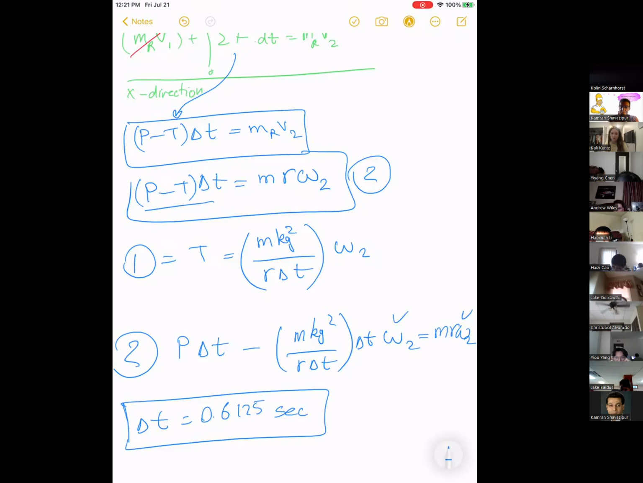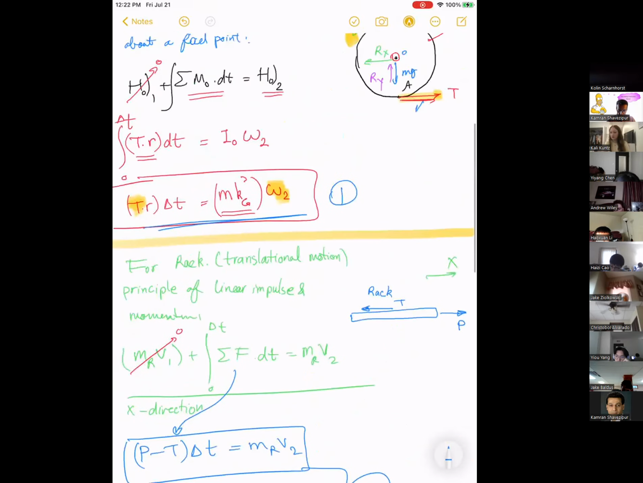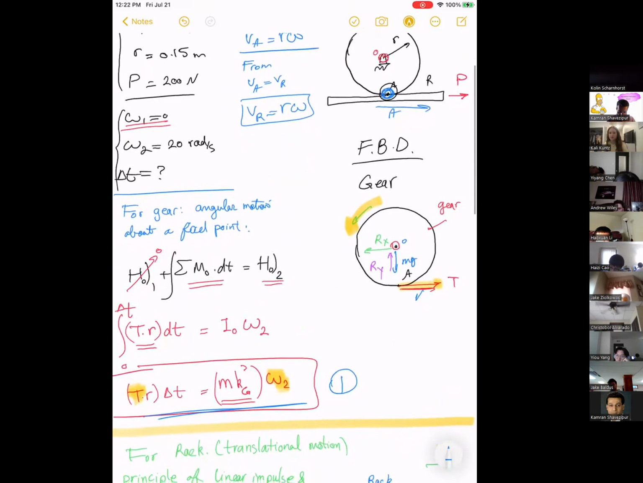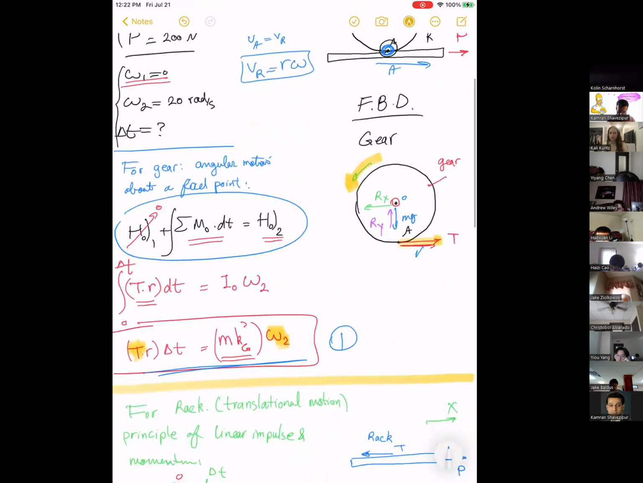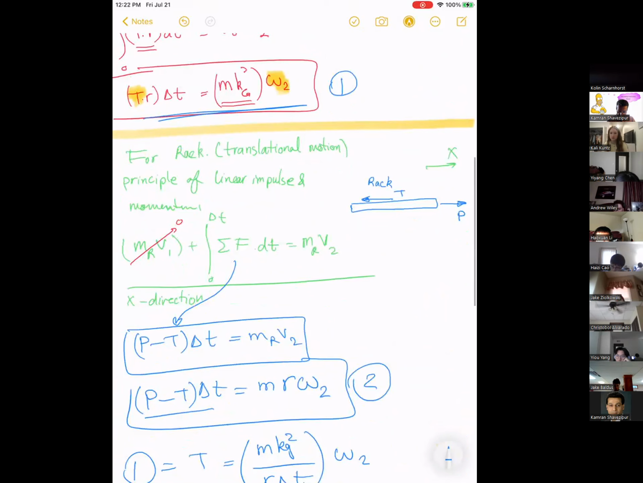Any question about this? So that was a simple example just showing you how you can use the principle of angular impulse momentum or the principle of linear impulse momentum. In this case, we use both of them because one object has rotational motion, one object has translational motion. The two objects are linked to move together because of the gear system. So you can create equations and solve them.